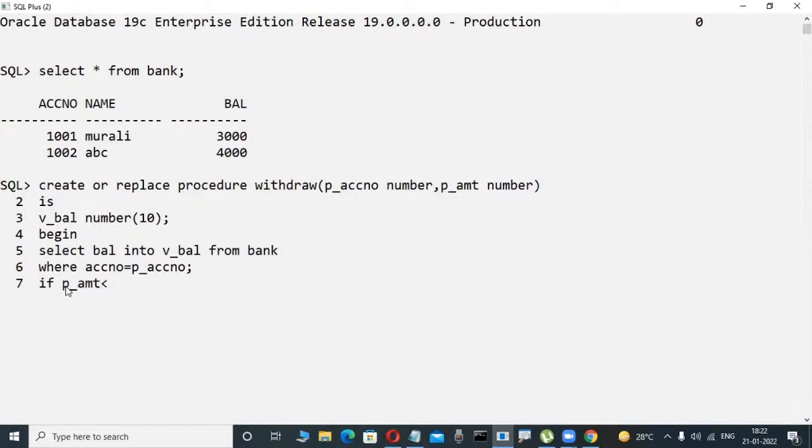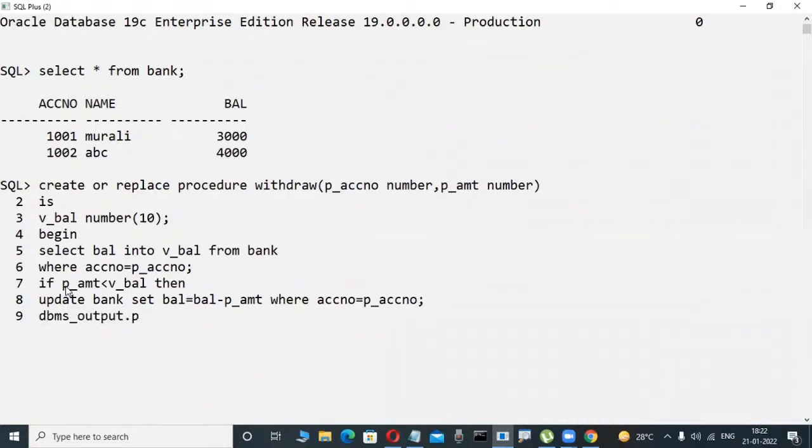Here, if that amount is less than the available balance, then I want to affect that in the database. Update table name, set balance equal to balance minus p_amount. Something is there, the coding is there. Okay, fine. Now check it out. Here I am writing some message, same like in Java. Some messages I try to display: your transaction is successful.